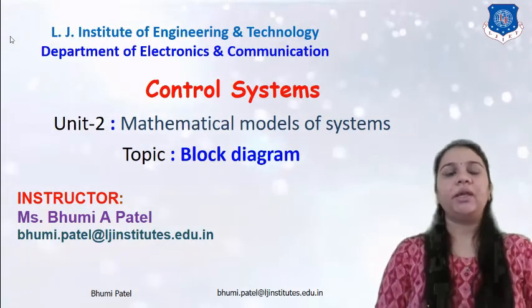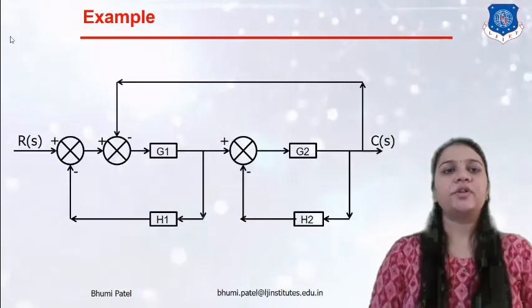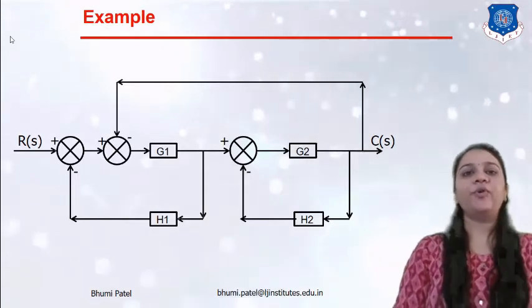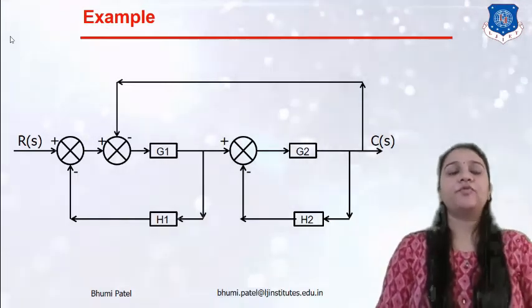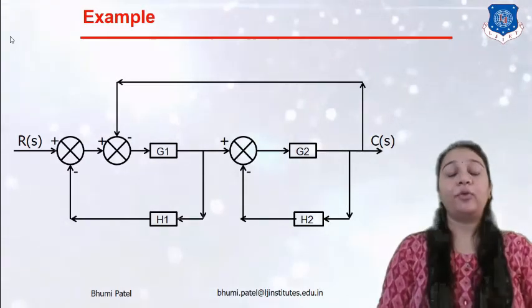Today's topic is block diagram reduction rules examples. So the first example here: R of S is given and the output is C of S. First of all, we can apply the block diagram reduction rules.